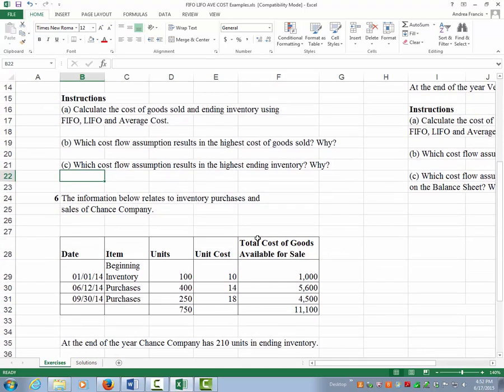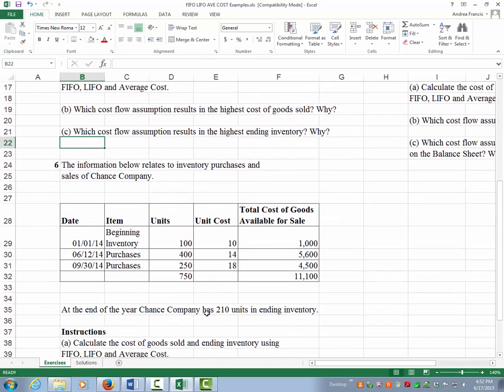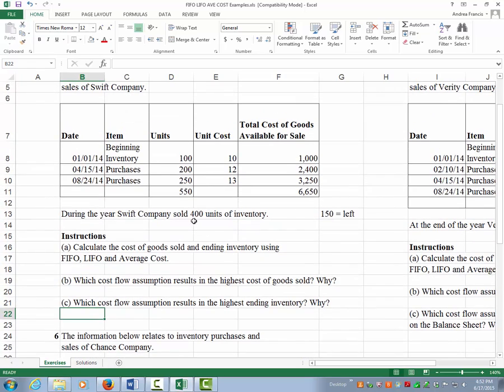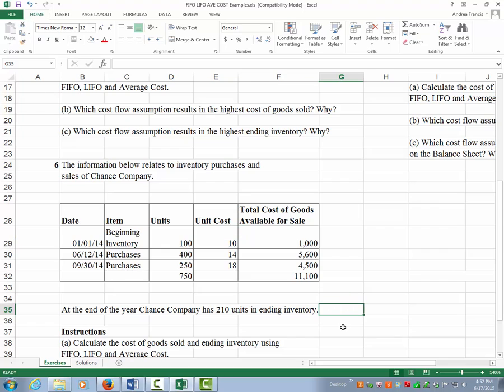But what I do want to point out in number 6 is that we are given information in a slightly different manner compared to the previous example. Here with Chance Company, it tells us that 200 units are in ending inventory, whereas with Swift Company, they told us what was sold. So 210 units are left out of 750, which must mean that 750 minus 210 is 540. That is what was sold.